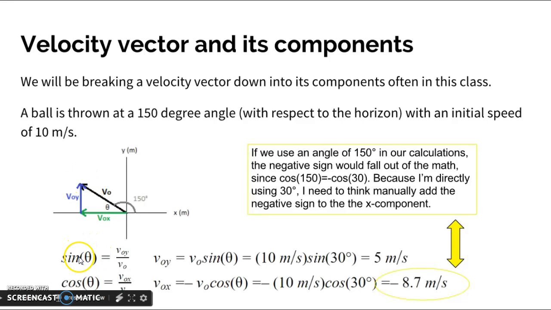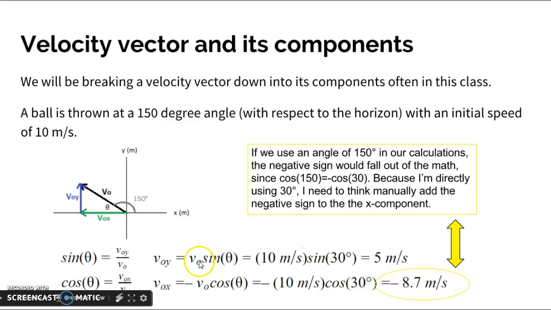For example, if we use the sine function, sine is opposite over hypotenuse, so that's our y component divided by our hypotenuse. If we rearrange that, we'll see that our initial y velocity is v0 multiplied by the sine of theta. Plug in our numbers: our initial speed is 10 meters per second, multiplied by the sine of 30. I'm using this angle here, and it gives us 5 meters per second.